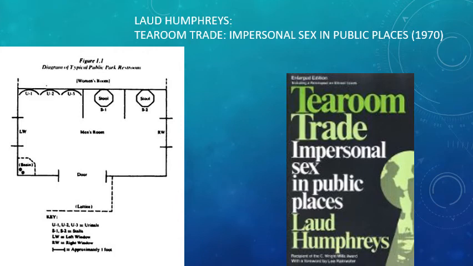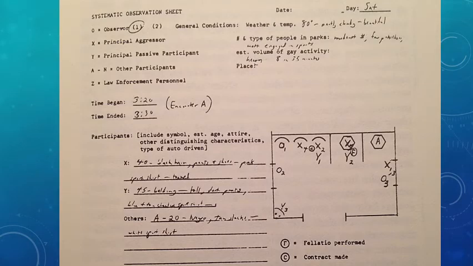Now, what we can then do is look at Lord Humphreys' account of different events that took place. So here we have an observational record sheet. Lord Humphreys would hang out in this toilet in this public park and wait for some men to come in. He would observe what was happening and then rush out to his car and fill in one of these forms as quickly as he could so that he made sure the information was as accurate as possible.